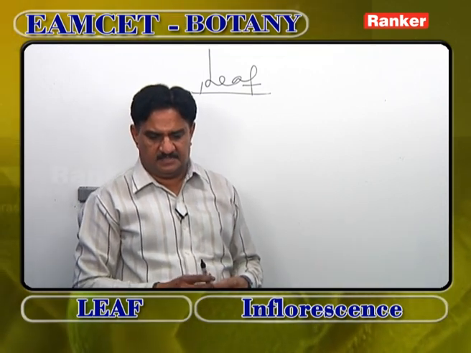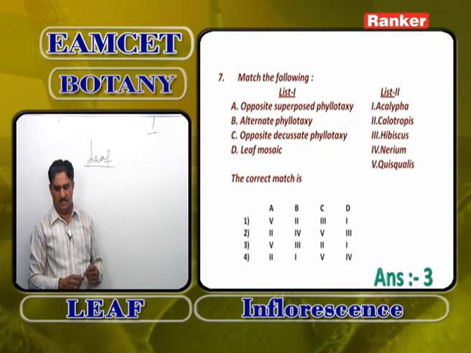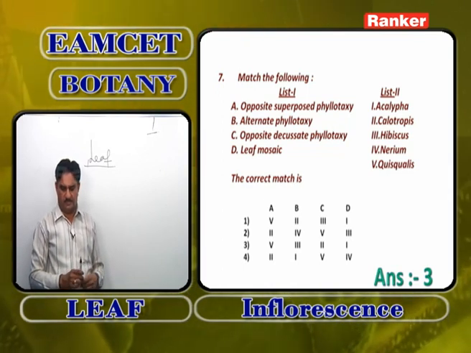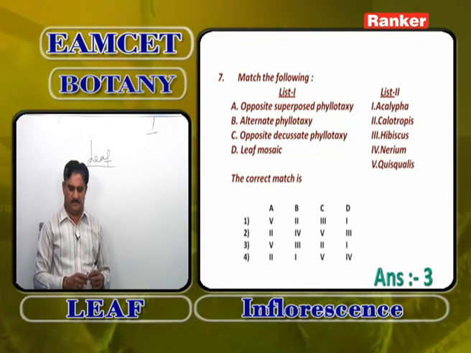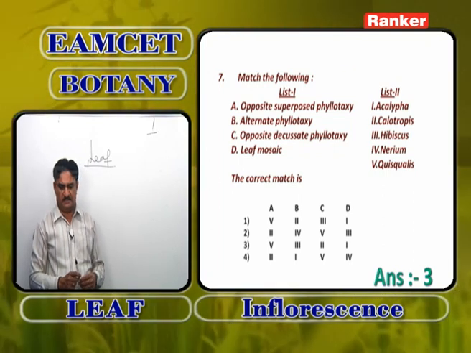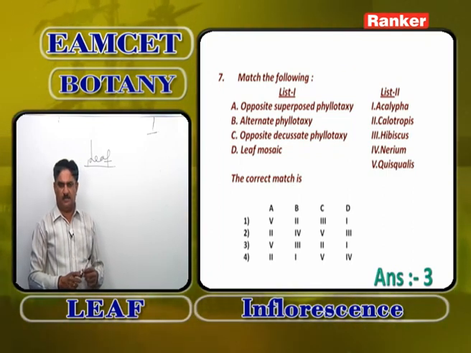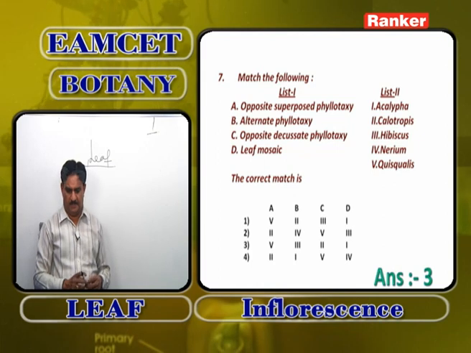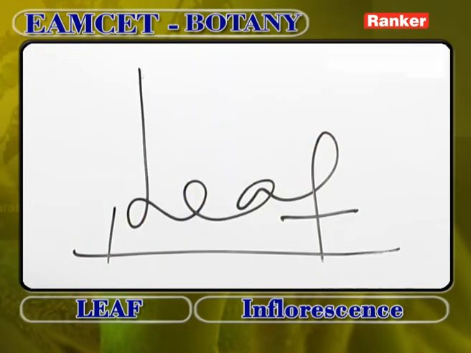So for this the answer is 5, 3, 2, 1. Opposite superposed phyllotaxy is found in Quisqualis. Alternate phyllotaxy is found in Hibiscus. Opposite decussate phyllotaxy is found in Calotropis, and leaf mosaic phyllotaxy is found in Acalypha.